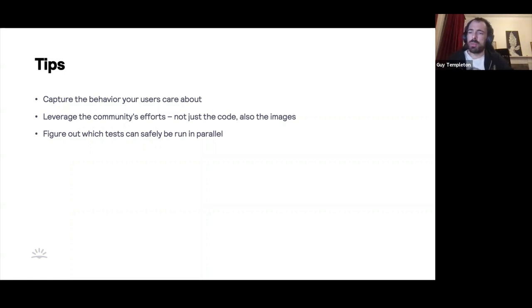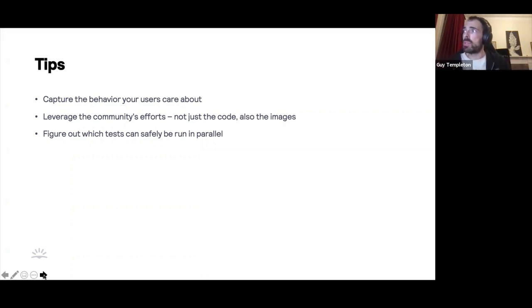Leverage the community's efforts, not just the code, also the images that have been built. One of the tests Matteo showed used an agnhost image. That's something that's built by Kubernetes test infra. It ensures that no matter what architecture you're running on, the commands that you're running, whether it's a dig or a network call, are consistent in their types of response. There's a lot of thought and care put into them. Make use of them. Don't go around building your own images to do digs that might fail in weird ways on different architectures.